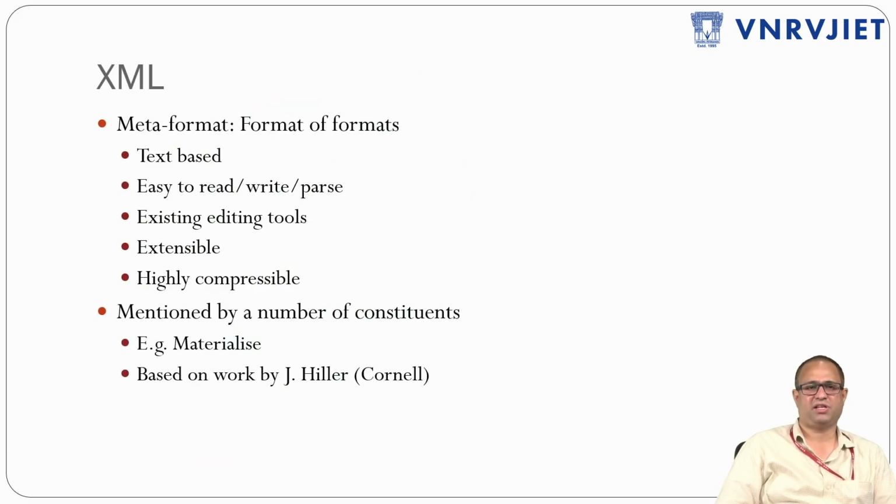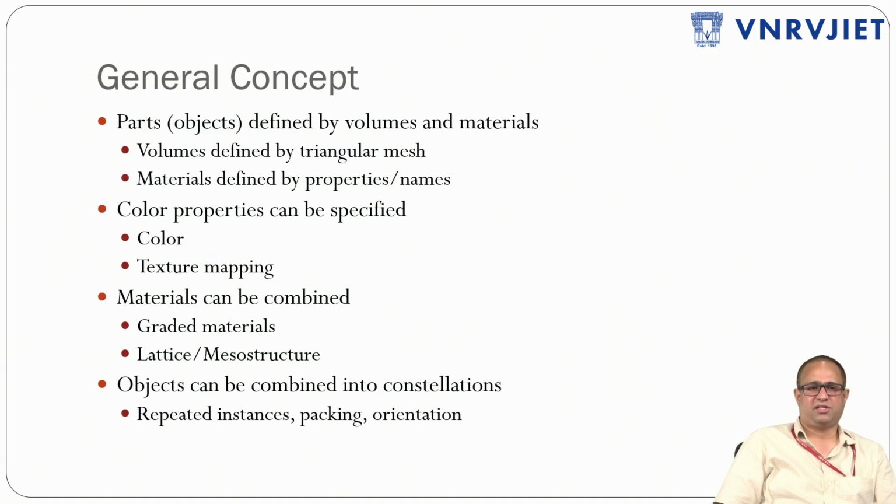So what are the functions of this AMF file that we are going to see? It is a meta format, a format of formats, which means it is an XML format. So it is easy to write, read and parse, and it works with existing editing tools, and it is extensible and highly compressible. And what is the general concept? Volumes can be defined by triangular mesh. Color properties can be specified, materials can also be combined, and objects can be combined into constellations. This means that repeated instances, packing and orientations can be done using this AMF file.